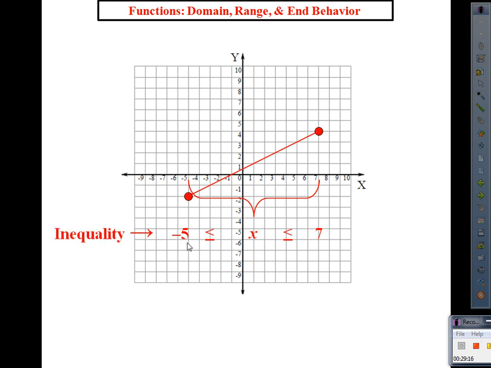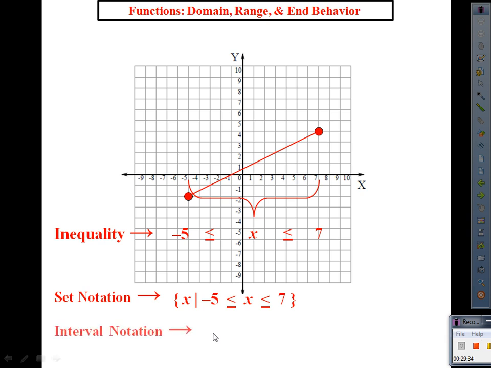Can I write this in solution set notation? Yes. Solution set would be x such that -5 less than or equal to x less than or equal to 7. Last but not least, interval notation. How do I write this in interval notation? Does it include -5? Does it include 7? So it would be bracket, -5, comma, 7, bracket. Same thing with range. The test is going to ask you either to find the range or the domain of a graph. So hopefully you can do that.